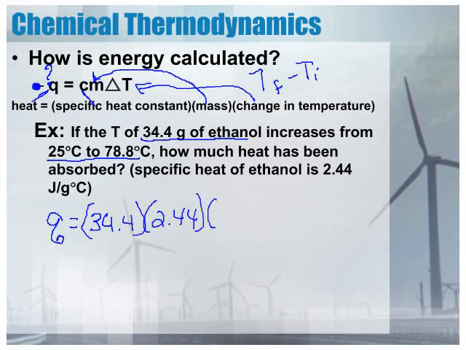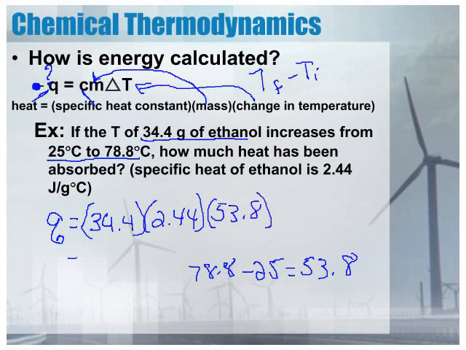And you're going to multiply that times the change in temperature, which is T final minus T initial. So it ended at 78.8. It began at 25. So the difference in that is 53.8. So that 53.8 is our change in temperature. Multiply all 3 of those together, you get 4,515.76 joules.